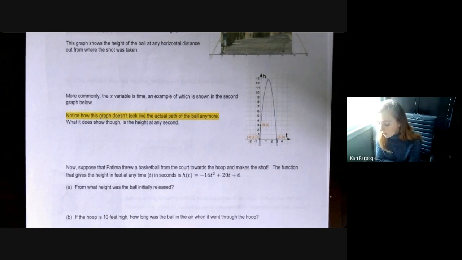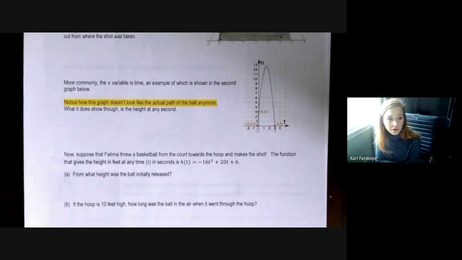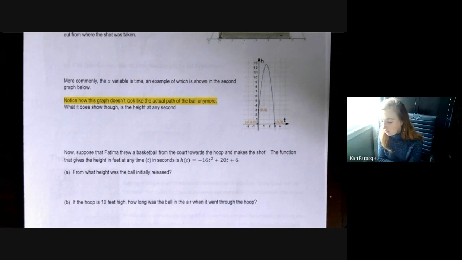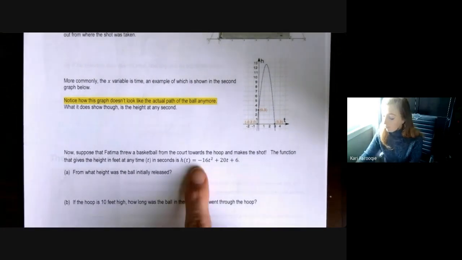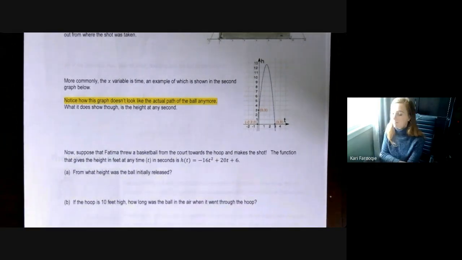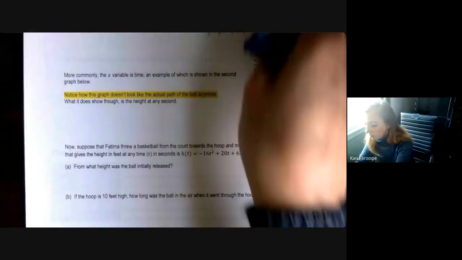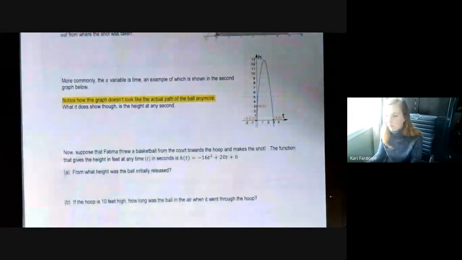All right, so suppose Fatima threw a basketball from the court towards the hoop and she makes the shot. The function that gives the height in feet at any time t in seconds is h of t equals negative 16t squared plus 20t plus 6. If this looks familiar to you, it's a very standard type of function that you would have seen in an algebra class. It's just your general motion equation for particles that are flying through the air on planet Earth.